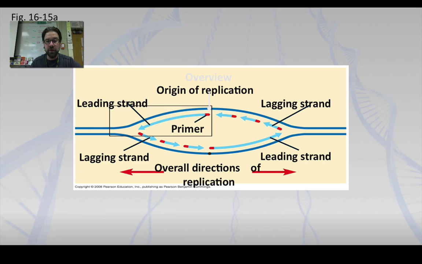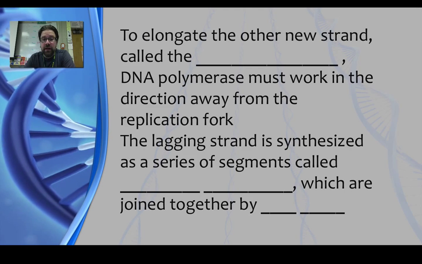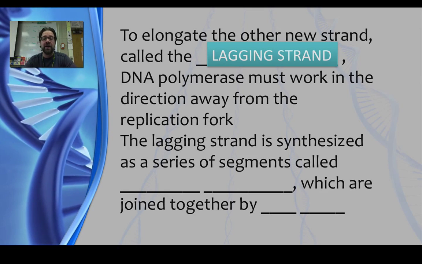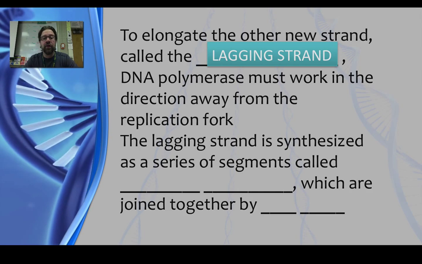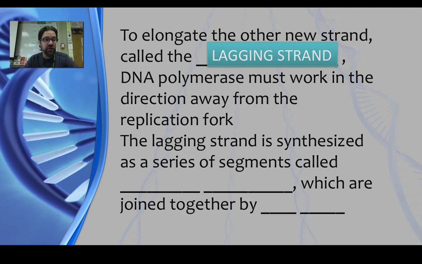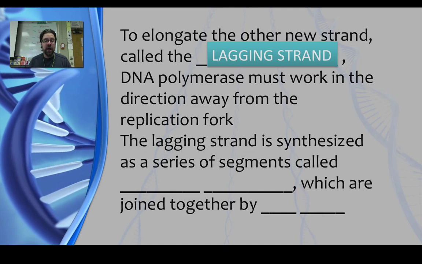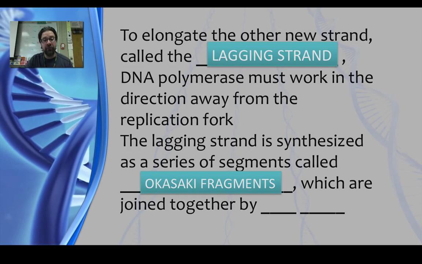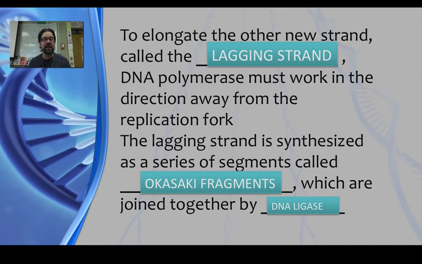Now, if we look even closer at it, what we're going to see is that it's moving forward in a non-stop, continuous fashion. And on the other side, we see what's called the lagging strand. Let's take a look at that next. The other strand is called the lagging strand, and that's the one that's built more in a discontinuous fashion. DNA polymerase must work in the direction away from the replication fork in order to accomplish this. The lagging strand is synthesized as a series of segments called Okazaki fragments, which are joined together by DNA ligase.